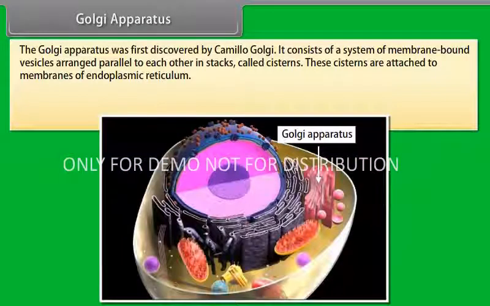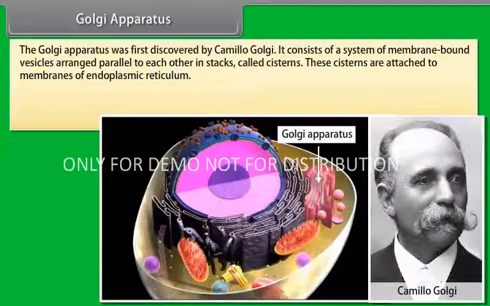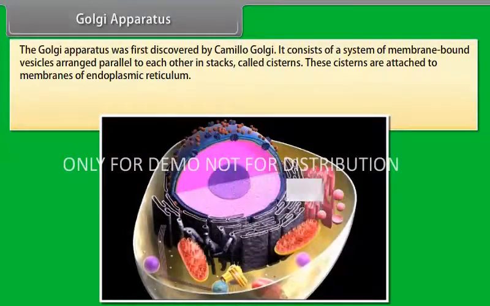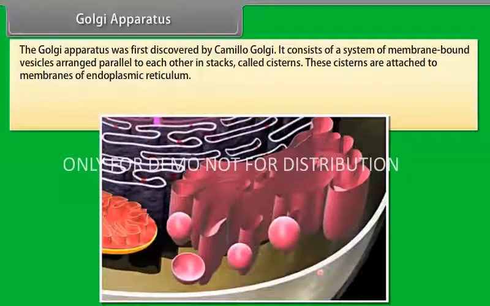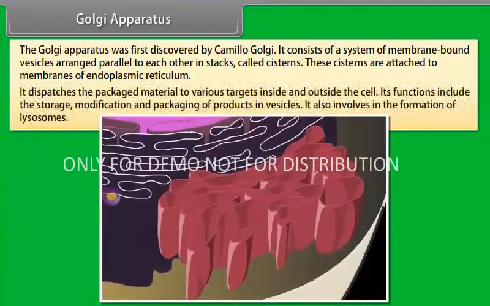Golgi apparatus. The Golgi apparatus was first discovered by Camillo Golgi. It consists of a system of membrane-bound vesicles arranged parallel to each other in stacks called cisterns. These cisterns are attached to membranes of endoplasmic reticulum. It dispatches the packaged material to various targets inside and outside the cell. Its functions include the storage, modification, and packaging of products in vesicles. It is also involved in the formation of lysosomes.